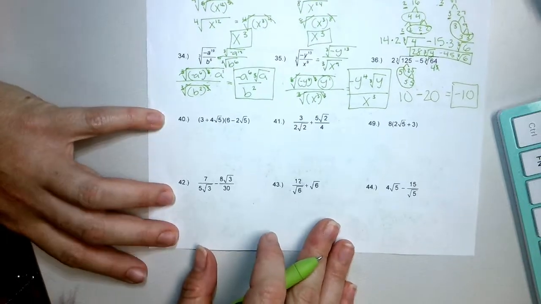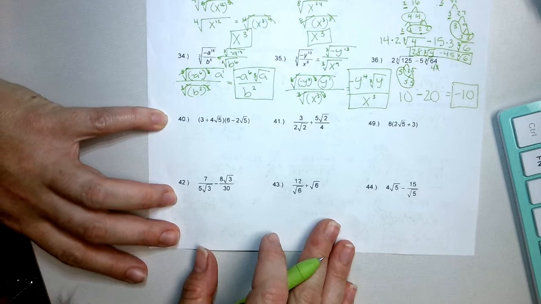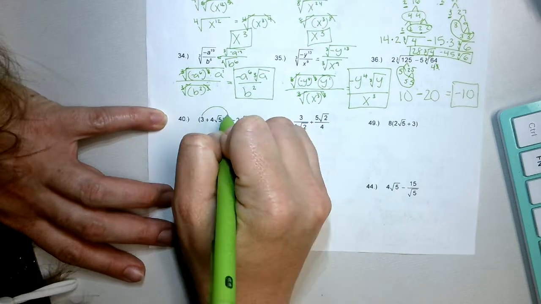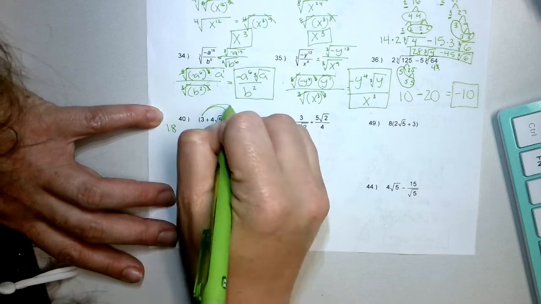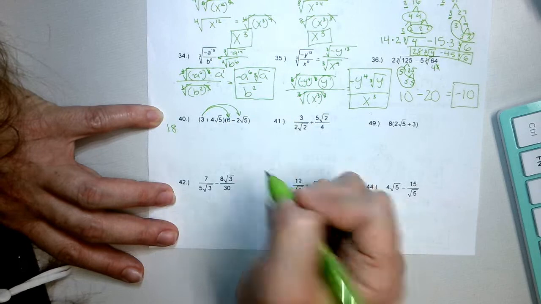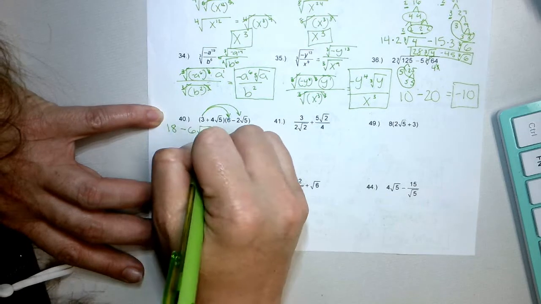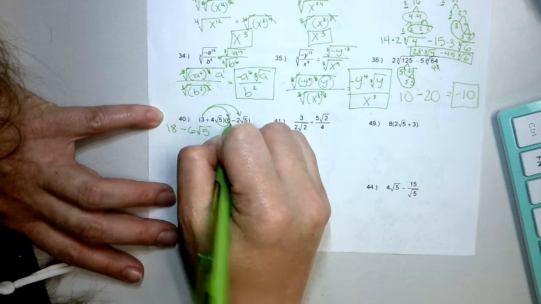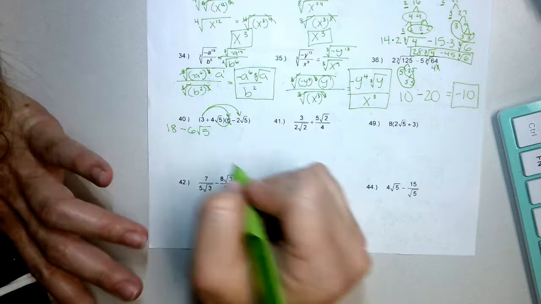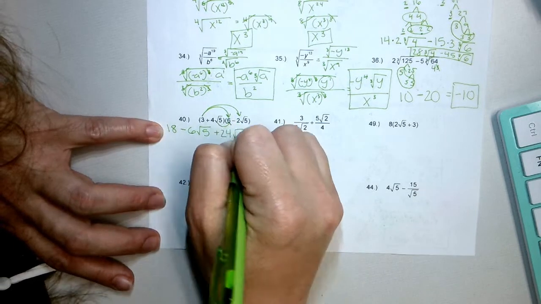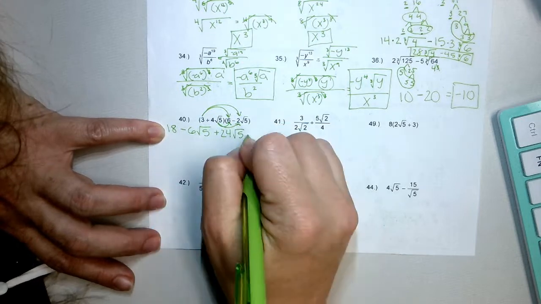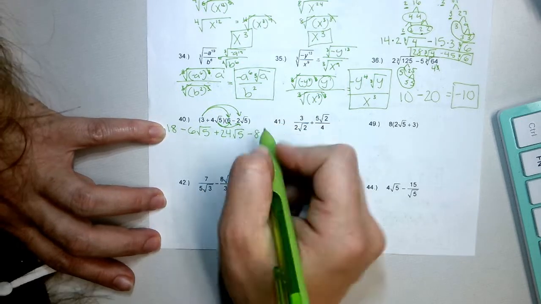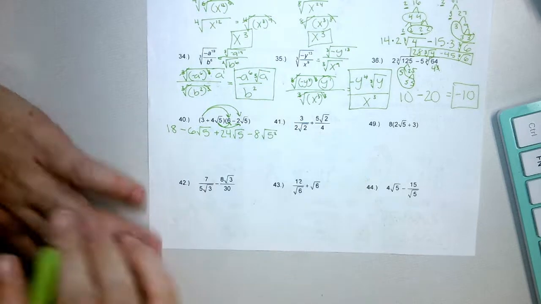Number 40. Okay, what do I do here? Double distribute. So 3 times 6 is what? 3 times negative 2 root 5 is negative 6 root 5. 4 root 5 times 6 is 5, 10, 15, 20, 24 root 5. And 4 root 5 times negative 2 root 5. Well, 4 times negative 2 is negative 8. Well, isn't that 5 twice? So I'm just going to write it like that so I can cancel it right away.